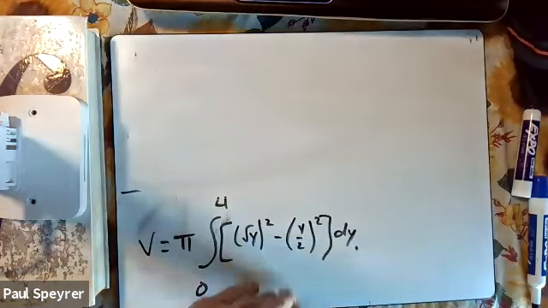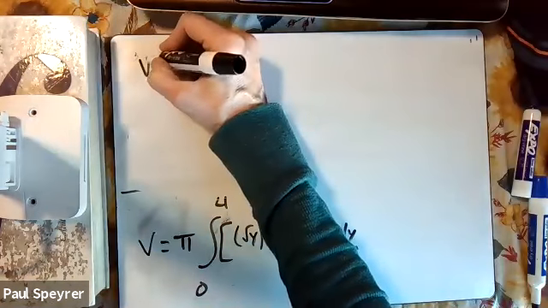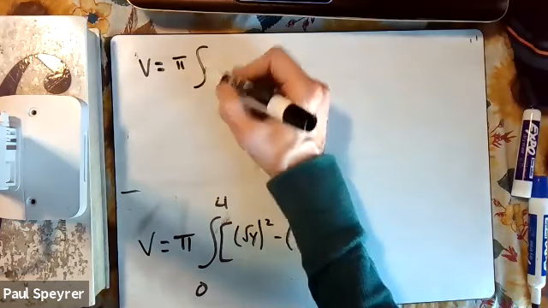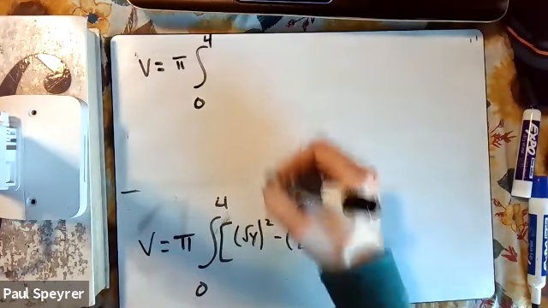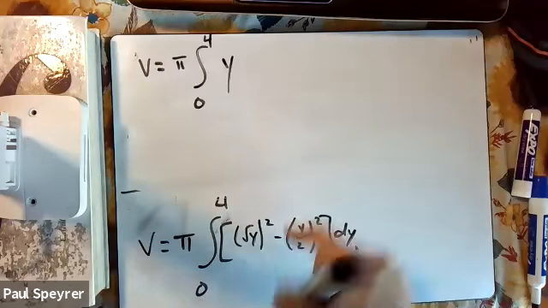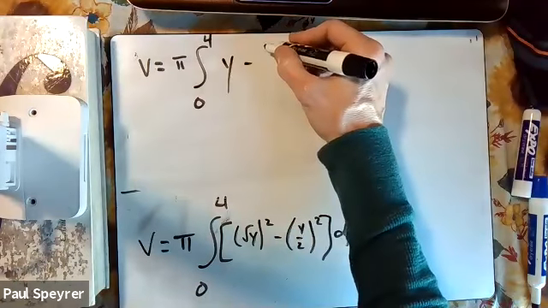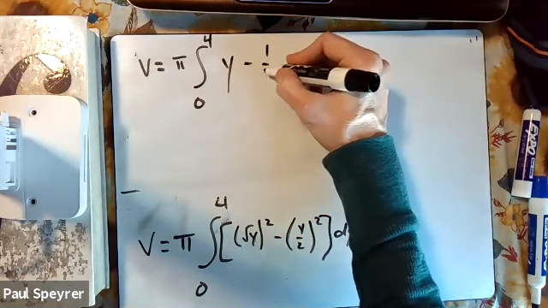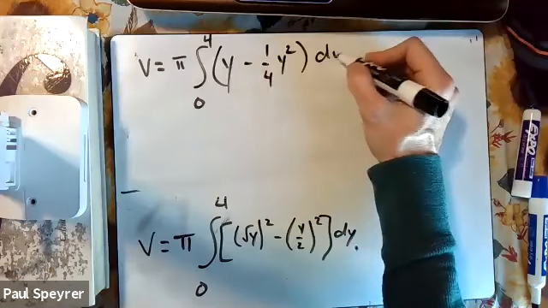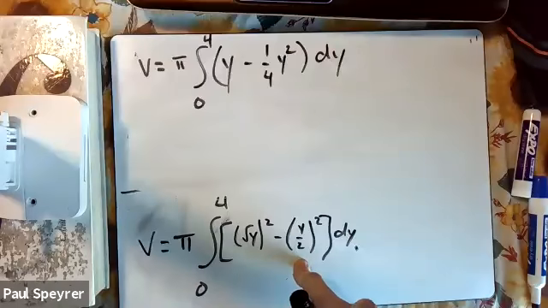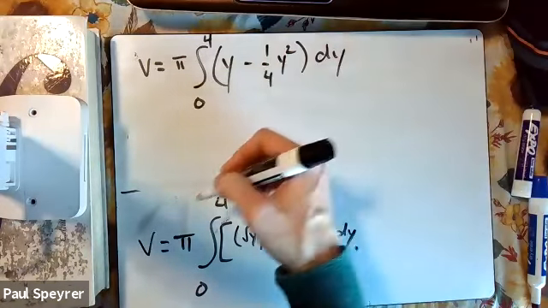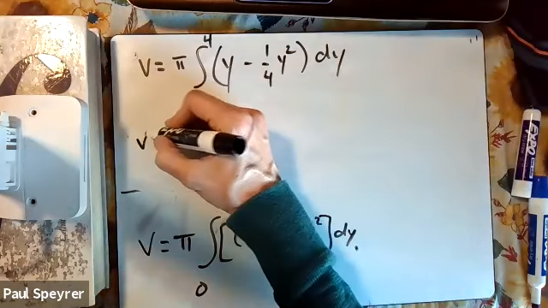All right, so let's apply that squared first. So the volume is pi times the integral from 0 to 4 of just y, because the square root of y squared is y, minus, I'm going to say 1/4 y squared dy. But don't forget, you got to square the bottom. I just pulled it out as a fourth. You could have left it as y squared over 4. It's the same thing. Now let's go out there and integrate.